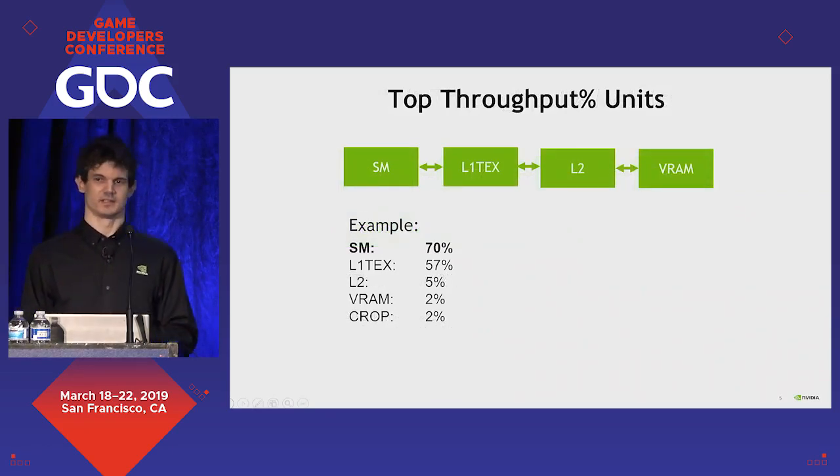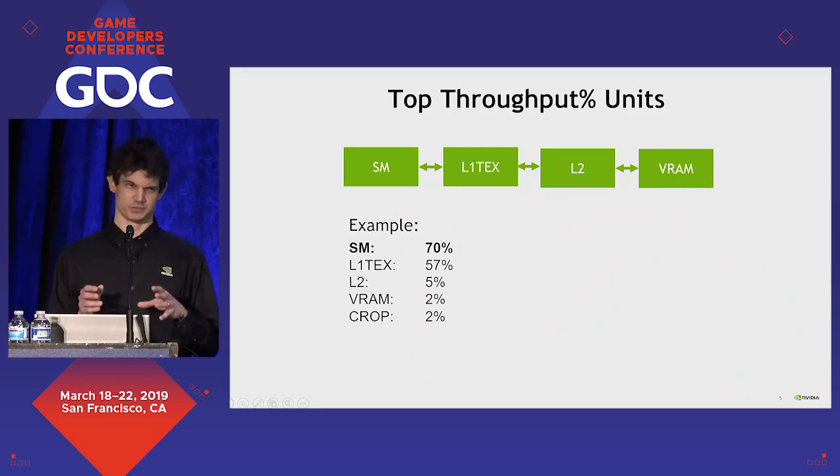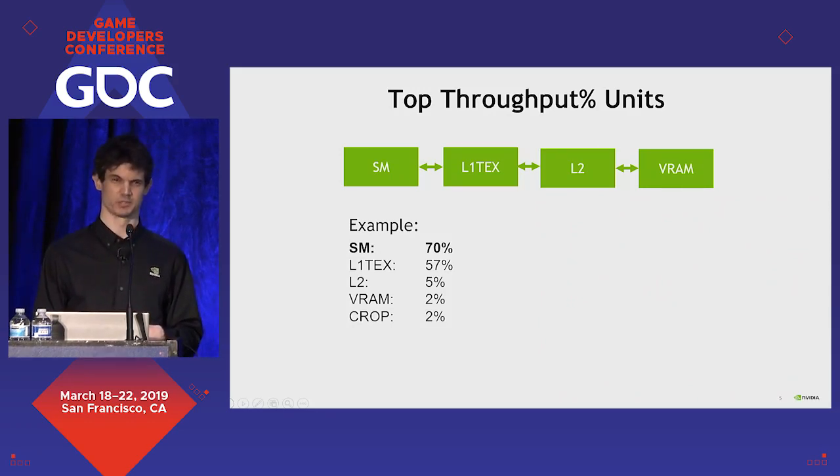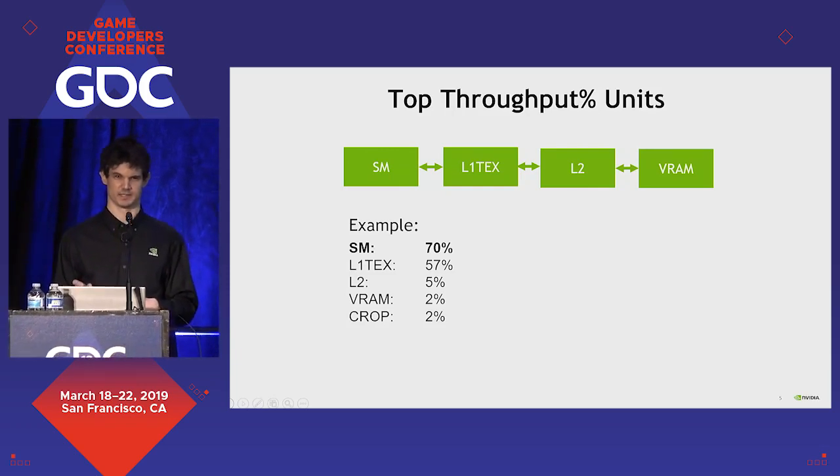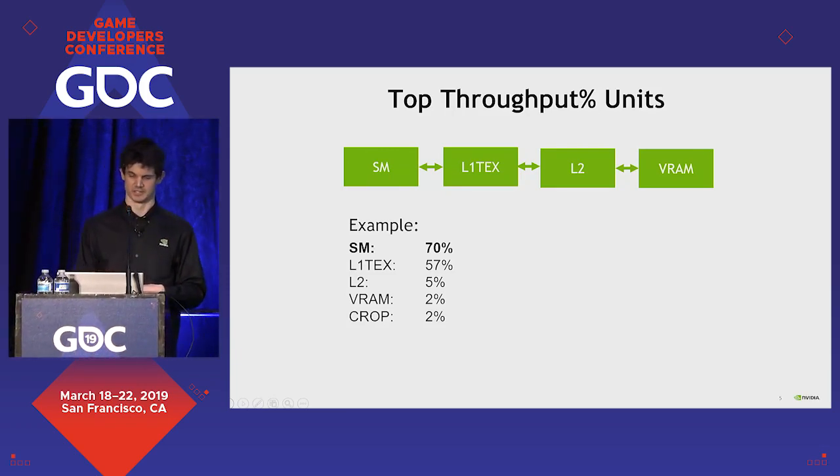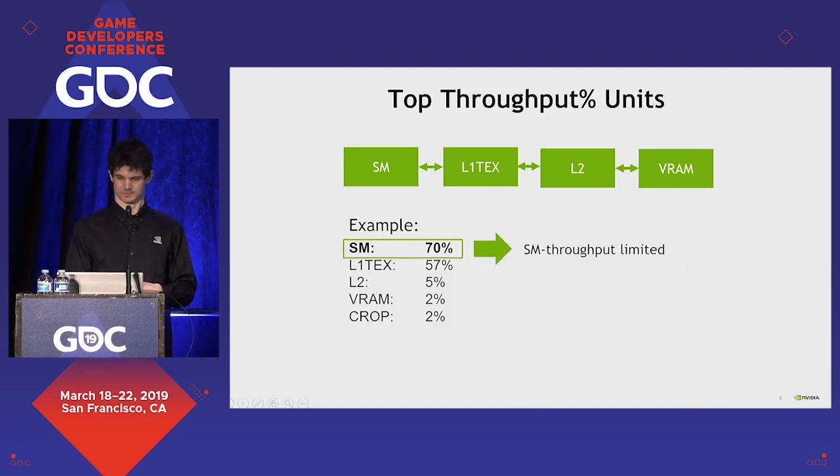And let's take the example of one of those RTO denoiser passes. We measure the throughput percentage metrics for each of those units, and we sort them in decreasing order. And the top one, the top value, is what we call the top limiter. And that is the unit that is mostly saturated. In this case, the top limiter is clearly the SM at 70%, and the next one after it is L1 text. So we know this workload here we picked is SM throughput limited, and removing work from one of the SM subunits will speed it up.